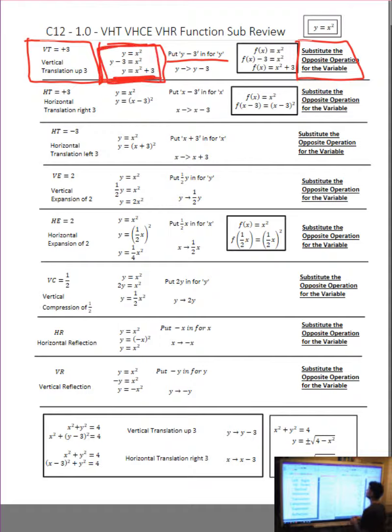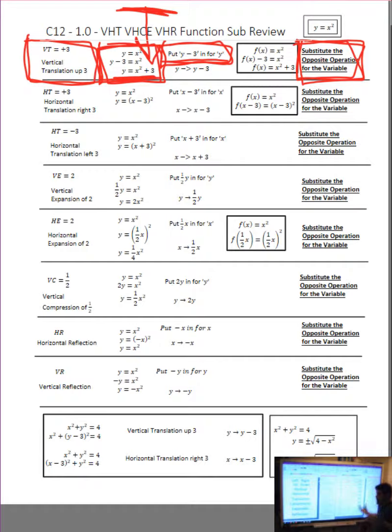But again, if I want to do a vertical translation up 3, I want to add 3 to all the y values, I simply substitute the opposite operation for the variable, and I put y minus 3 in for y. And again, if you want to add 3 to both sides, if you feel better with the 3 on the right-hand side, feel free to do so. So now, again, what I mentioned before, one method: substituting the opposite operation for the variable. Some people lazily just put the plus 3 off to the right.